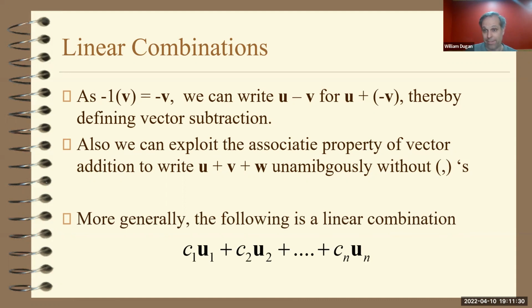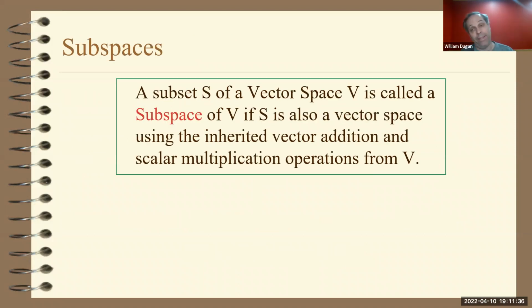Now that we have that, we then talk about vector spaces that are inside other vector spaces, which we called subspaces. So a subset S of a vector space V is called a subspace if it's also a vector space, but using the inherited vector addition and scalar multiplication operations of V.